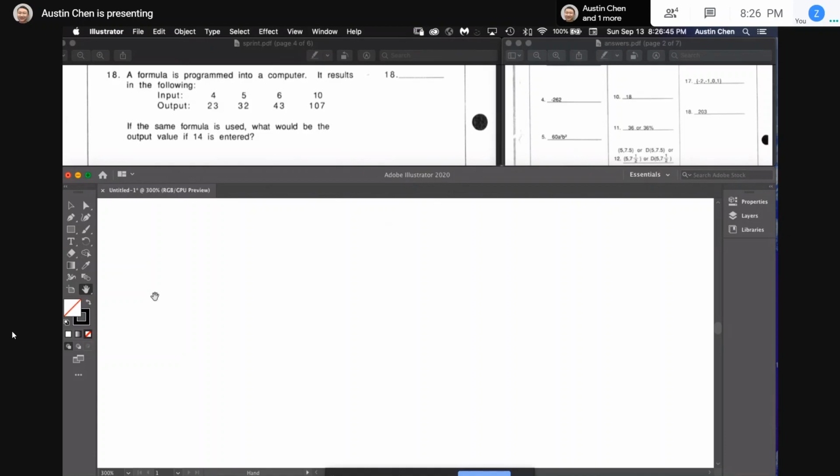Okay, so a formula is programmed into a computer. It reads in the following input and output. If the same formula is used, what would be the output value if 14 is entered? All right, so we don't know what the formula is, and we're given a sequence where the formula is applied. So we're basically looking for a pattern in the sequence.